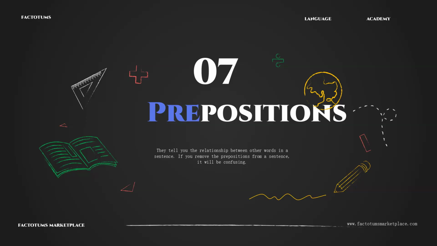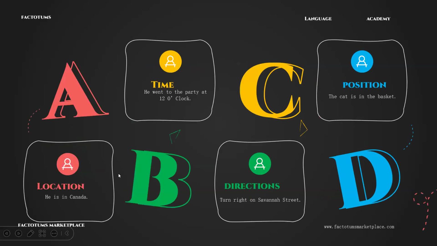So remember, the prepositions tell you the relationship between other words in a sentence, or they can also be used to tell you the position or the location of something in the sentence, okay? Very good. Prepositions are those tiny little words that we see in English, okay? For example, location. He is in Canada. This little tiny word here, in, is considered a preposition. It's telling us the location of that person.